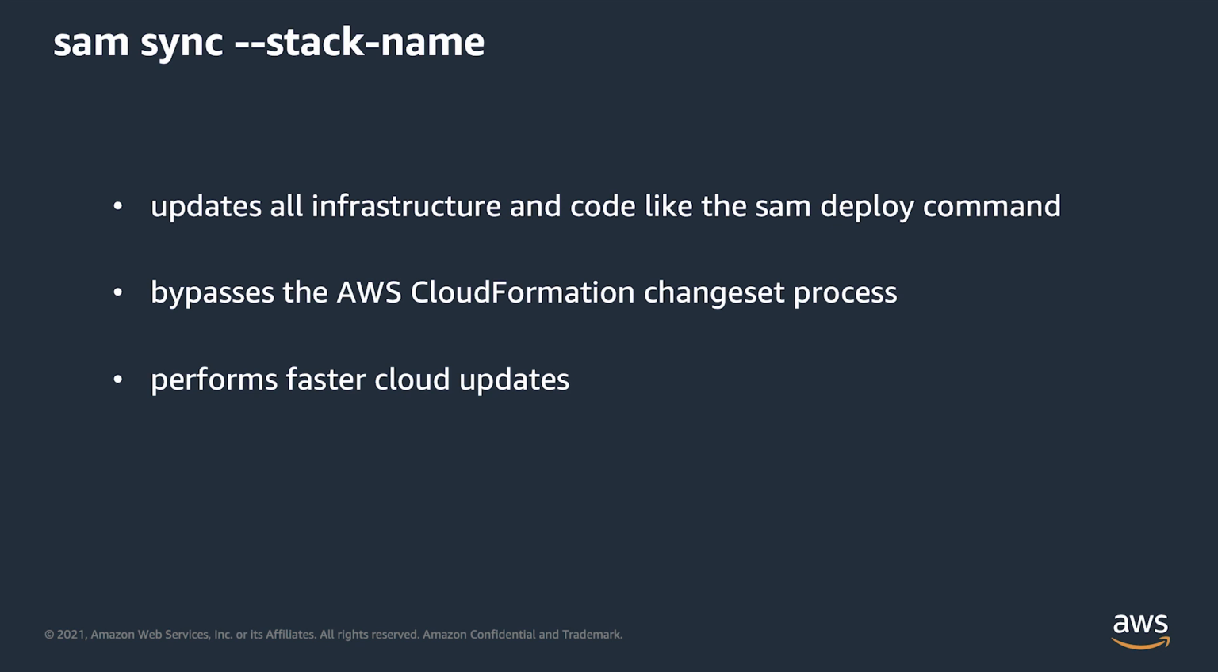Okay, the first new feature I'll show you here is the most basic SAM Sync command. SAM Sync with only the required stack name flag included. This SAM Sync command deploys or updates all infrastructure and code like SAM Deploy. However, unlike the SAM Deploy command, SAM Sync bypasses the AWS CloudFormation change set process, so this command can produce faster deploys.